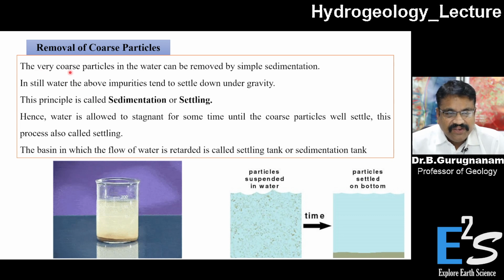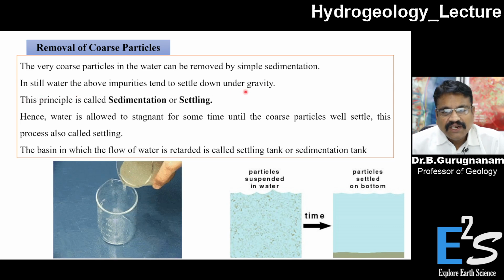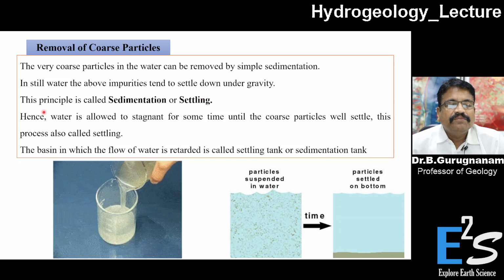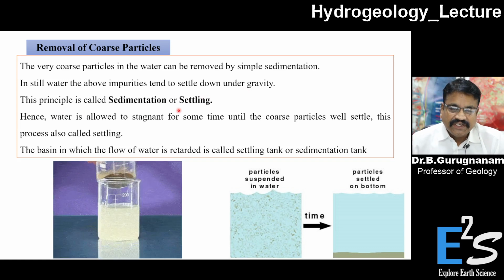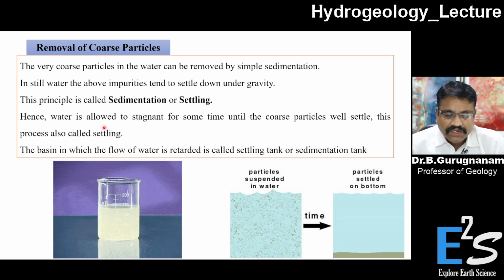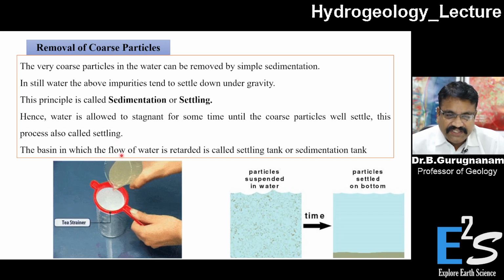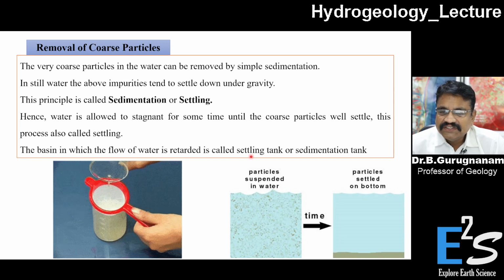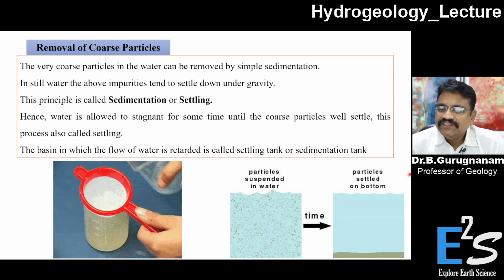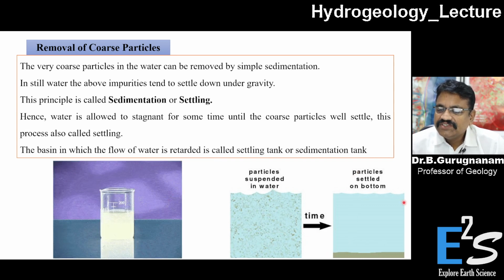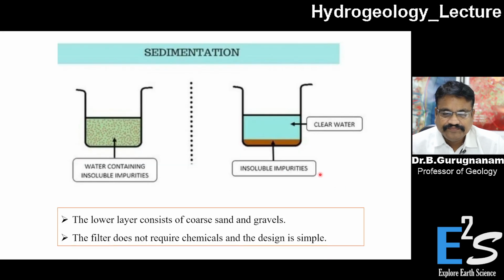What does it mean? The very coarse particles in the water can be removed by a simple sedimentation process. In still water, the impurities tend to settle down under gravity. The principle is called sedimentation or settling. Hence, water is allowed to stagnate for some time until the coarse particles settle. This process is called the settling process. The basin in which the flow of water is retarded is called a settling tank or a sedimentation tank. The sediment particles in suspended water get deposited over time.